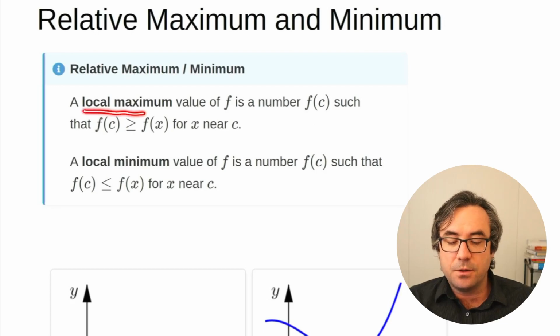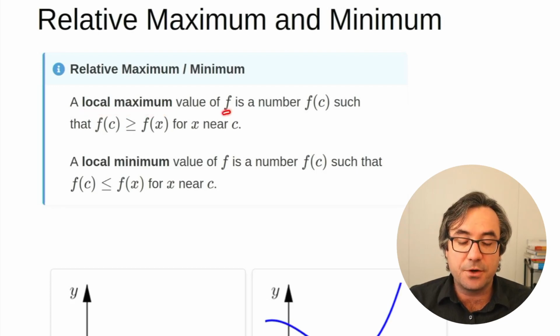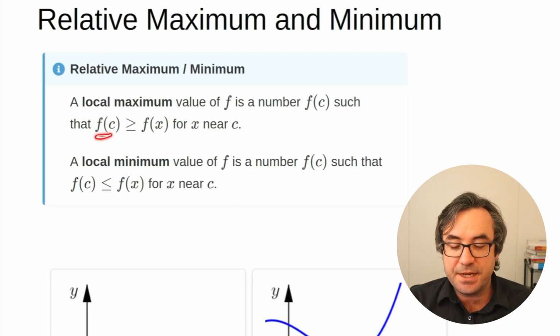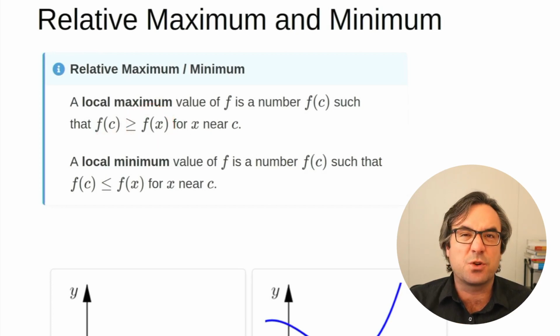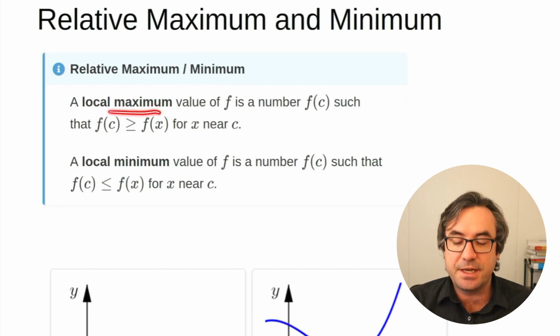So first of all, a local max value of our function f is a number f of c such that f of c is greater than all of the surrounding function values. So it's greater than or equal to f of x for all x near c. So f of c is bigger than all of the surrounding function values. So that gives us a local max.